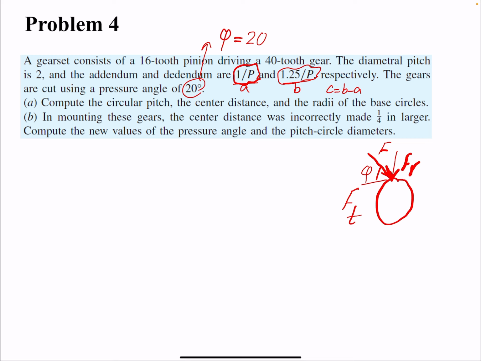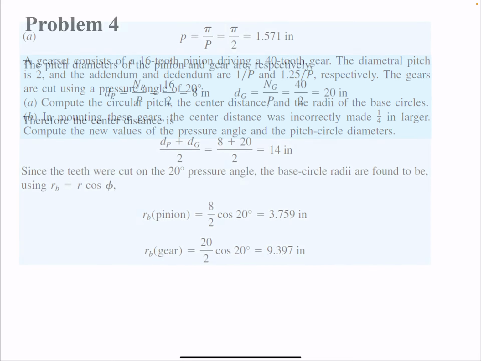Compute the circular pitch, the center distance, and the radius of the base circle. So the only additional parameter that we need to find here, compared to the other problems, is the base circle. Part B is interesting. We're going to read part B after we are done with part A.